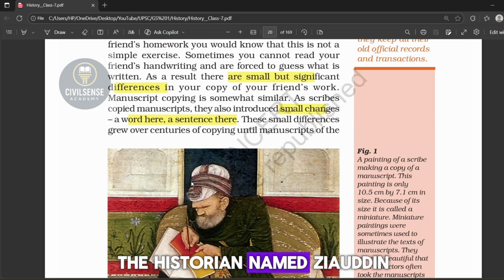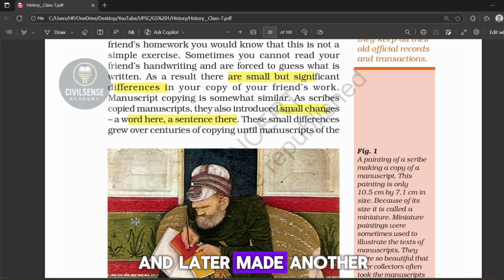Interesting fact, the historian Ziauddin Barani wrote his book in 1356 and later made another version in 1358. For hundreds of years, the first version was lost until it was found in the 1960s in a big library.